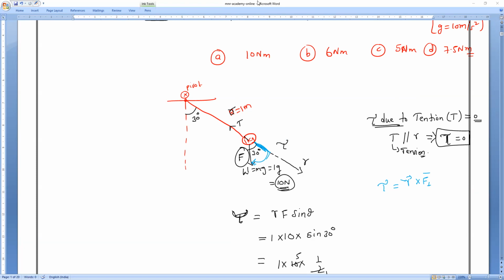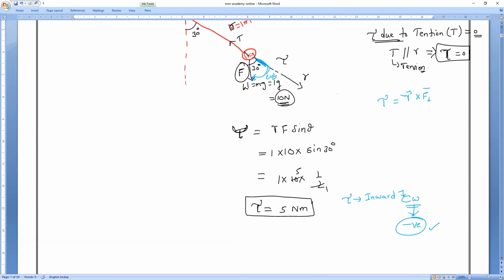Are you clear, everyone? Yes, sir. So what is the direction of torque, everyone? Inward direction. So it is clockwise. Clockwise means negative or positive? Torque is what? Negative. Or else, you can solve this in a simpler manner.